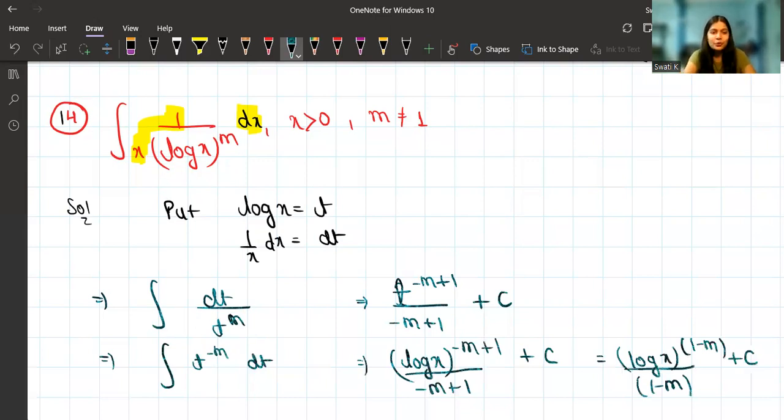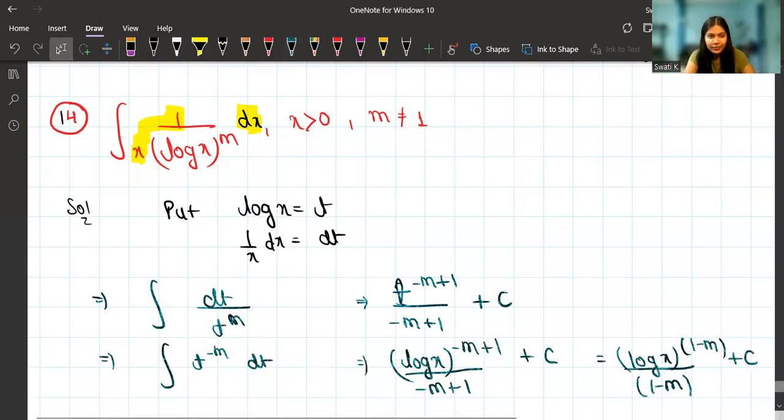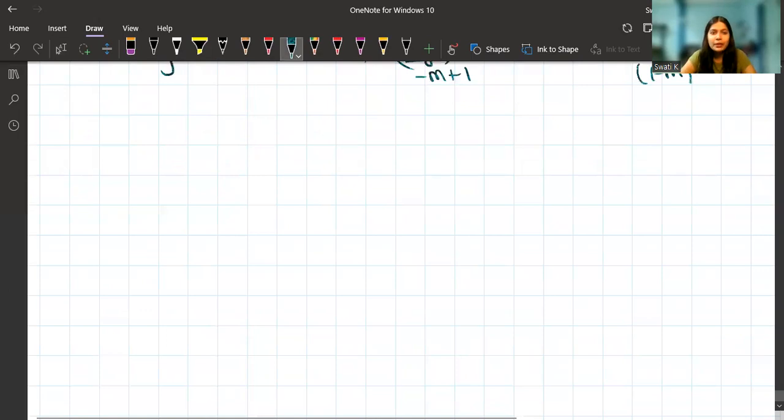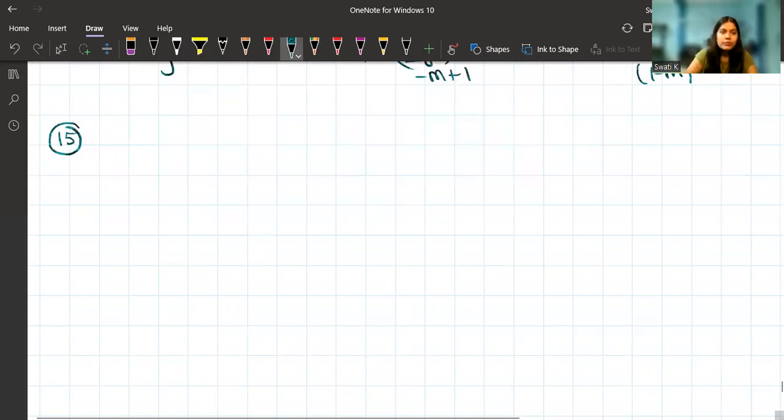Now let's go to the 15th question. We are going super fast now, because I know that you have also become pro now if you're watching the video continuously properly. So yes, let's go to the next question, which is the integration of x upon 9 minus 4x square dx.